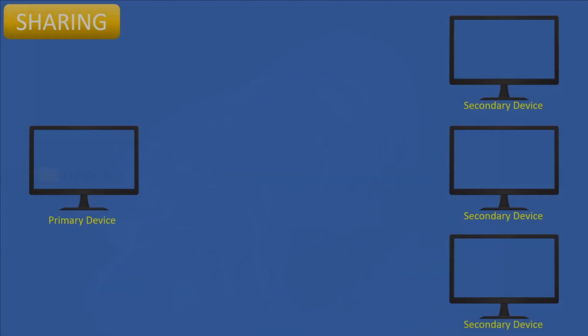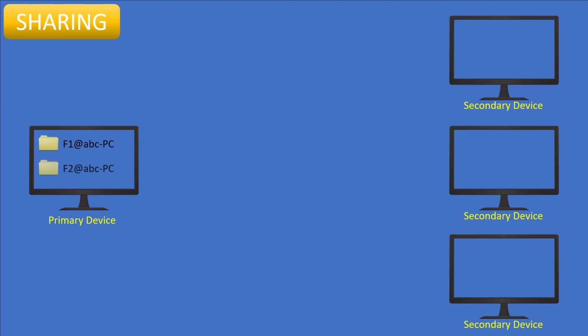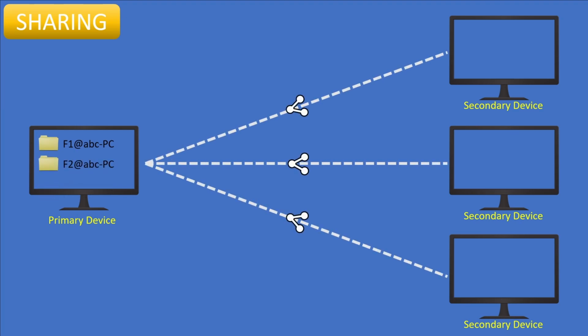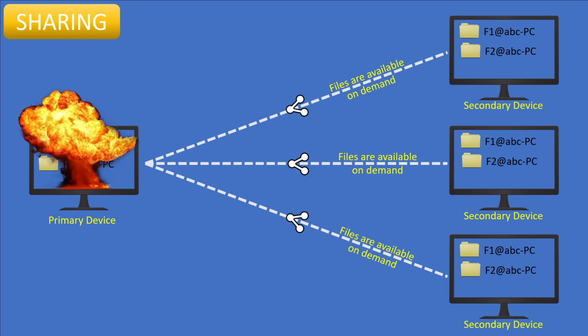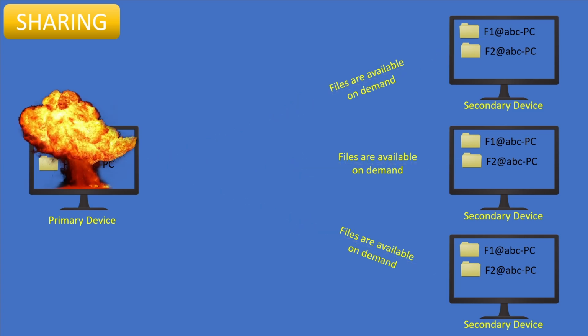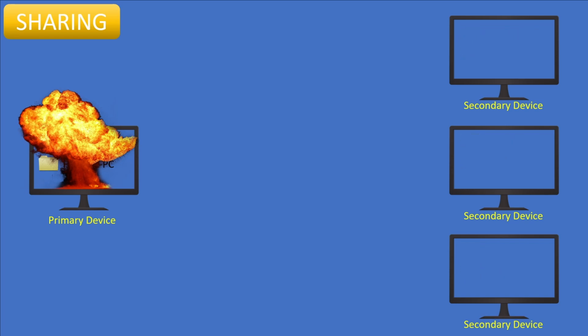So in the world of computers, sharing is basically allowing your content to be accessed by other devices on demand over the network. Whereas syncing is creating exact copies of your content onto the other devices over the network. So the advantage of syncing is that in case one of your devices crashes, you will have copies of all content on the other devices. And this is where sharing lacks. If the main device crashes or goes offline, you won't have access to your content.